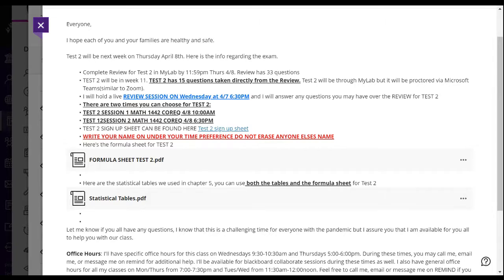And then the other thing I wanted to mention is here's the formula sheet for test number 2. To access it, you're just going to click on those 3 dots and you'll download the original file. And that's going to give you the formula sheet. And then I also have the statistical tables. So if you were using the tables and doing the homework from chapter 5 and you want to have access to those tables, they're right here.